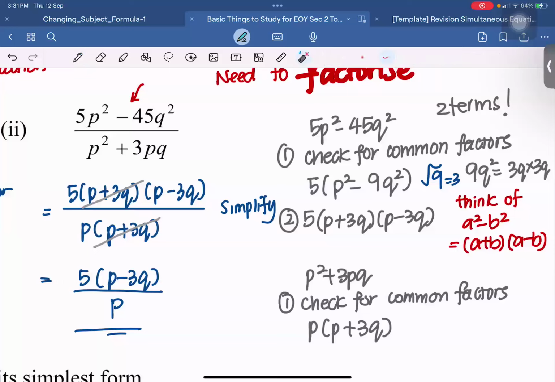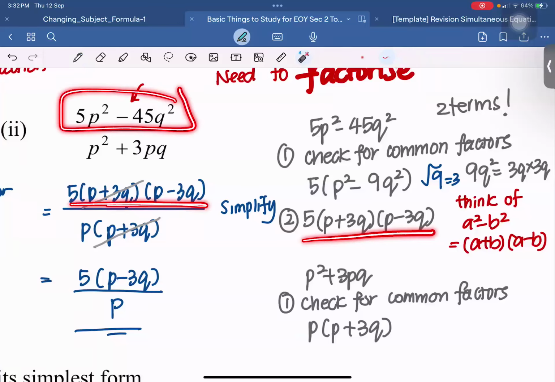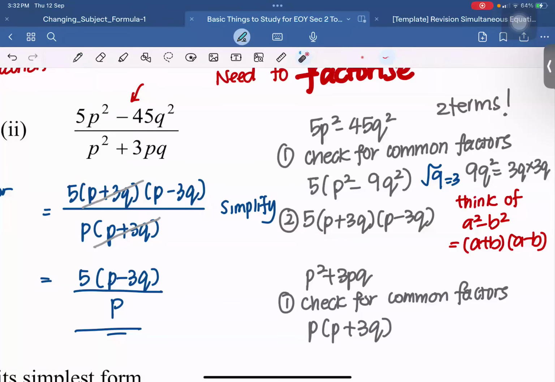So actually, I can take this to become 2 brackets, 2 signs, 1 plus 1 minus, p times p squared, 3q times 3q, 9q squared. So this portion, I will replace this totally like that. This part still okay?